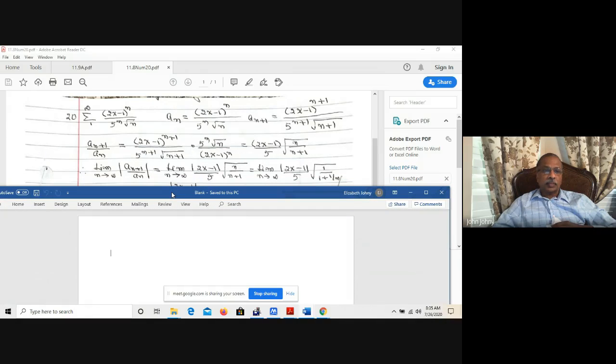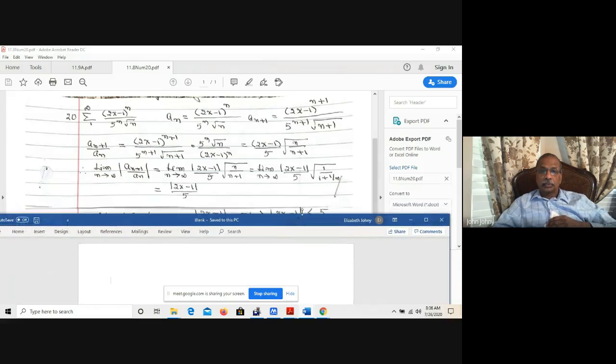Therefore, the limit as n approaches infinity of the absolute value of a_(n+1) over a_n is equal to the limit as n approaches infinity of the absolute value of (2x minus 1) over 5 times square root of n over n plus 1. And that is the same as the limit of the absolute value of (2x minus 1) over 5 times square root of 1 over 1 plus 1 over n. We have applied that method in several problems in this section and the previous section. So you are dividing both numerator and denominator by n.